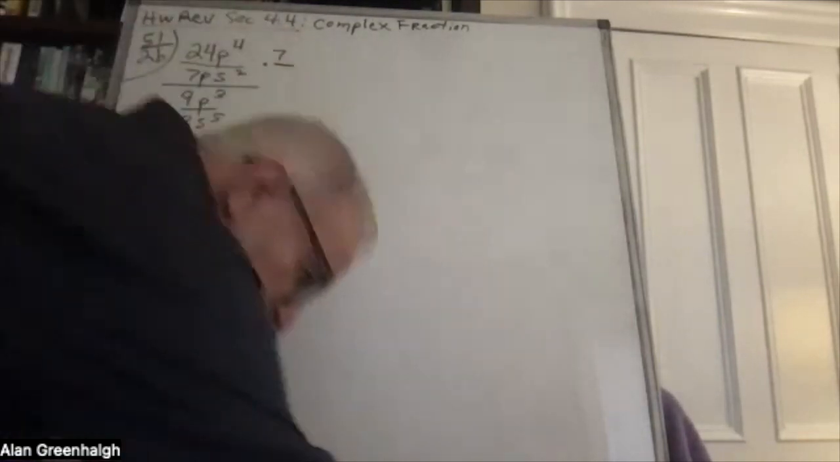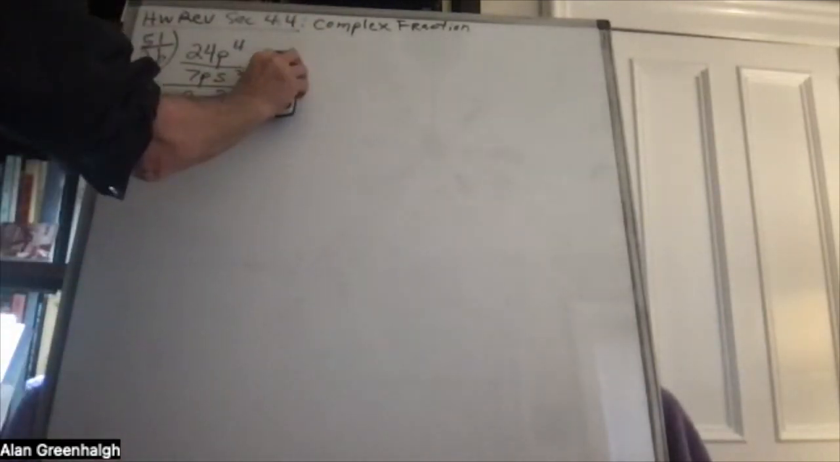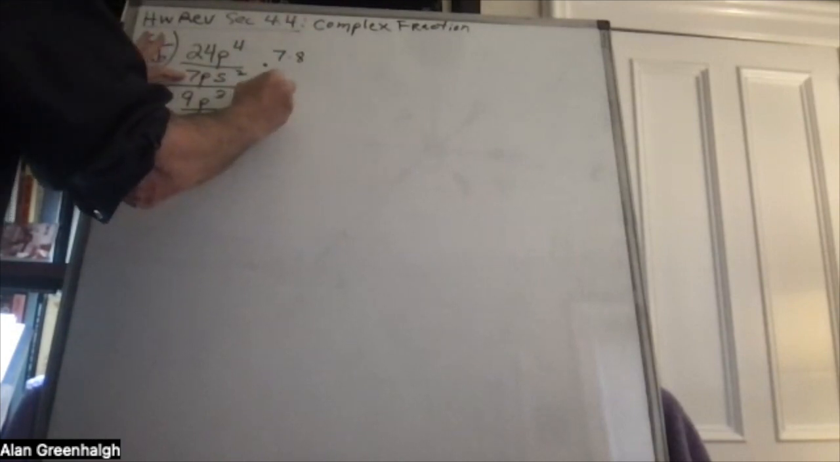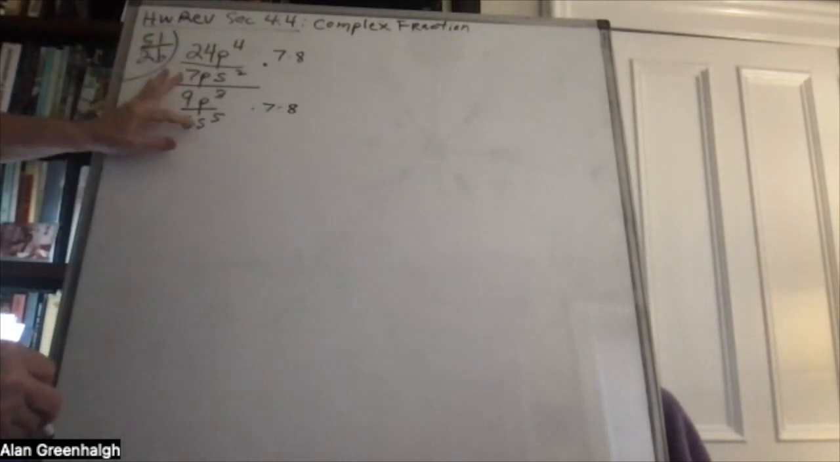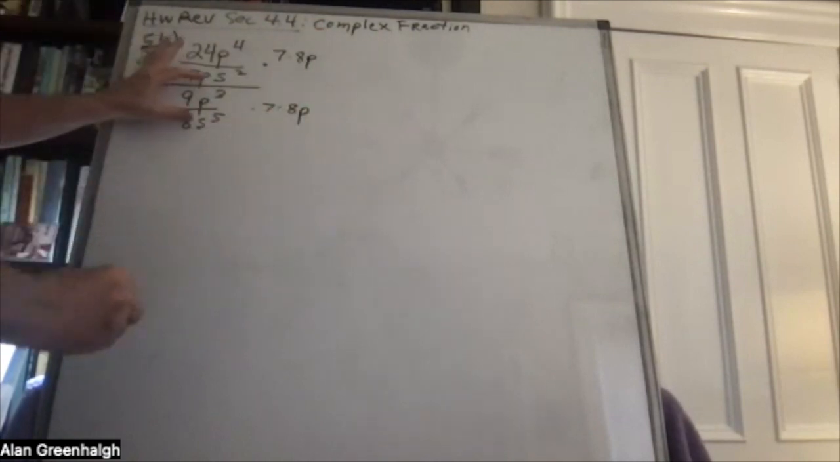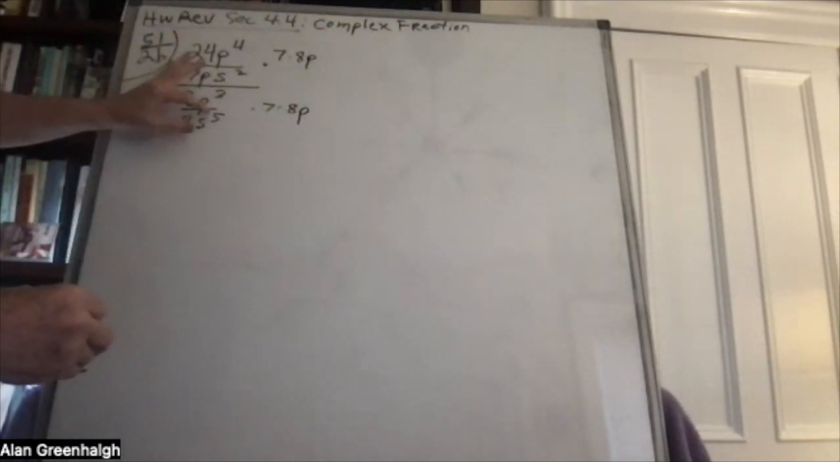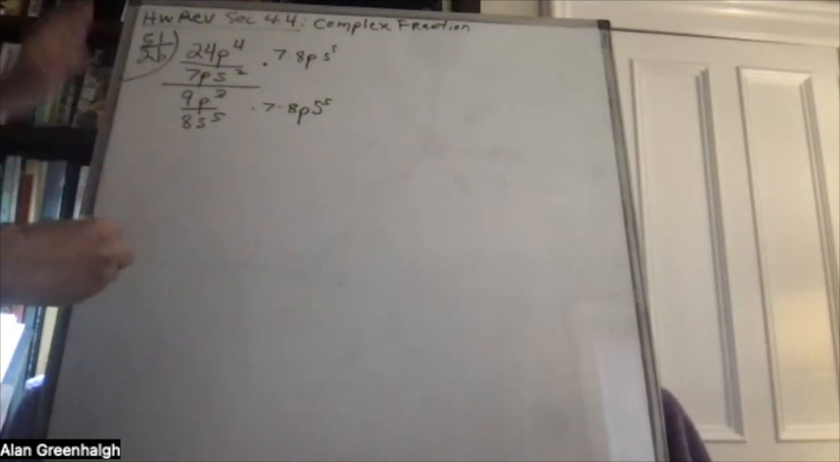Give me a few minutes to get myself in gear. So we need to multiply by 7, and we need to multiply by 8. We have a p here. There's nothing there, but we certainly need a p over here. And we have an s to the second, s to the fifth. So we use s to the fifth. You always use the highest one. Okay, so that's what we're doing.